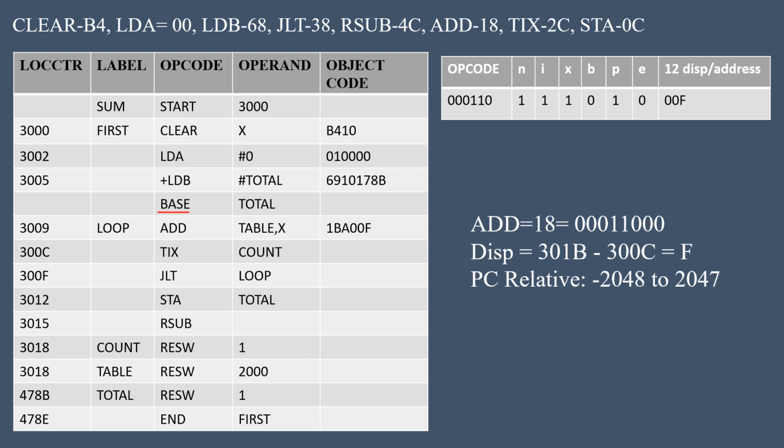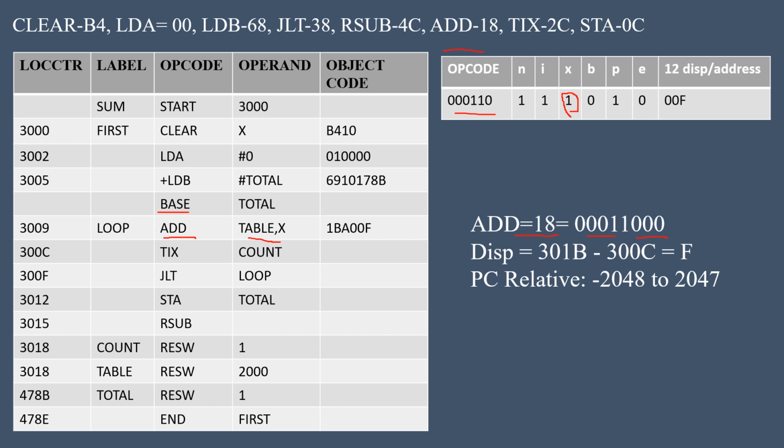Then our next instruction is ADD TABLE,X. As there is a comma X, it is indexed addressing mode, and it is neither immediate nor indirect. It is an index addressing mode. So the values for NIX are taken as 111, and the value for the opcode, that is ADD, is given as 18 in our question. So this is the 8-bit format for 18.